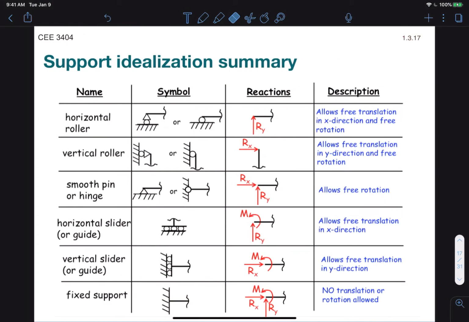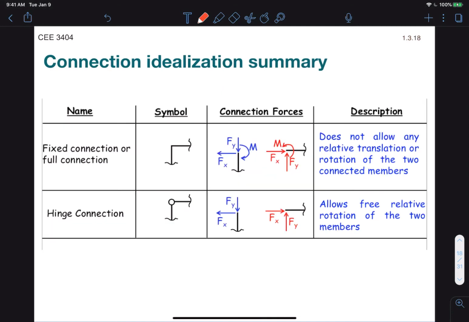So in summary, here you have a list of ideal supports. Notice that, for example, the roller will change the direction of support, whether it's horizontal, as in this case, here versus here. We also did not cover the horizontal slider or the vertical slider. These are sort of like rollers, except they also provide moment support. Okay. And then we have two basic types of connections, the fixed and the hinge or the pin, which you also have here for your reference.